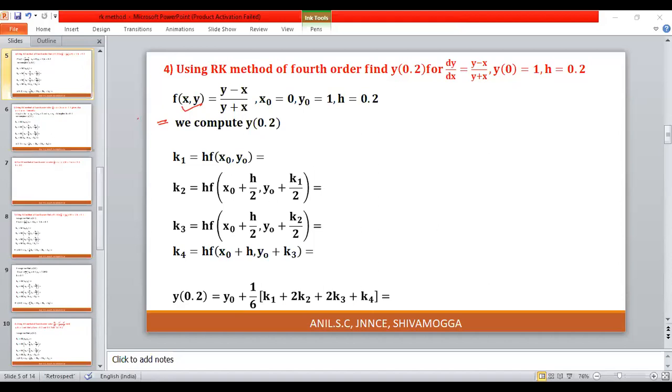k1 is given by h into f of x naught comma y naught. Here h is 0.1 into f of x naught comma y naught. x naught is 1 and y naught is 3. Therefore, this is equal to 0.1 into, now this takes f of x comma y form, and f of x comma y is defined as 2x minus y. 2x, x is 1, minus y, y is 3. Rest you can do. Calculate this.